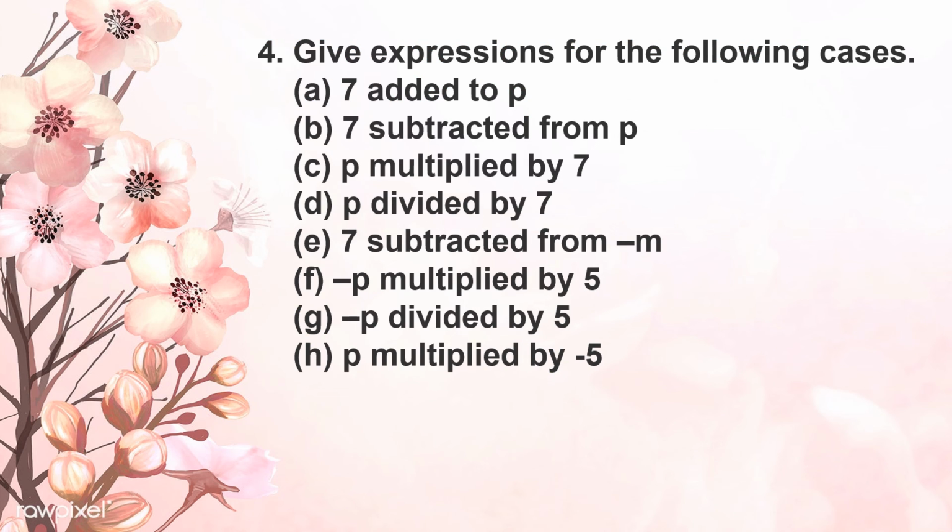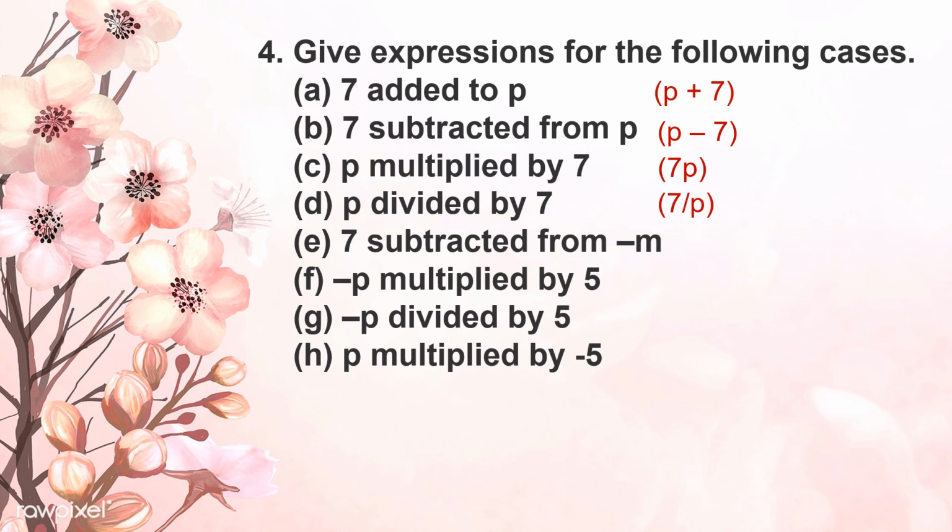Fourth question, give expressions for the following cases. So how will you write this in algebraic expression? Okay, so we replace the words with mathematical operations. Shall we do one by one? 7 added to p. So we should write p first, p plus 7. 7 subtracted from p. So p minus 7. p multiplied by 7, 7p. p divided by 7, p by 7.